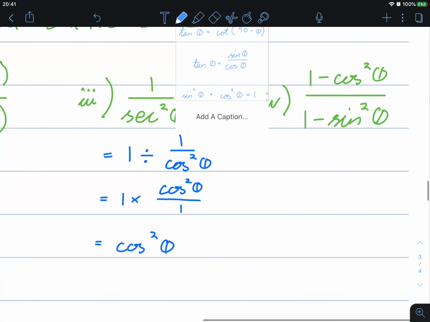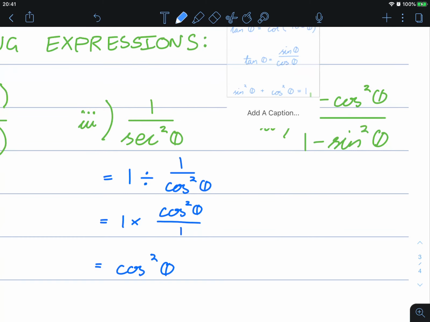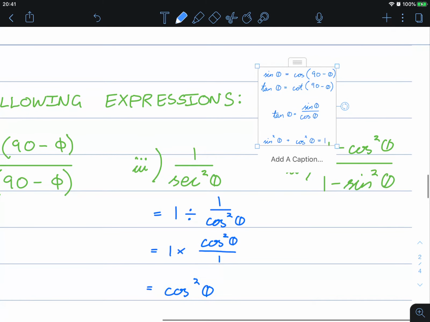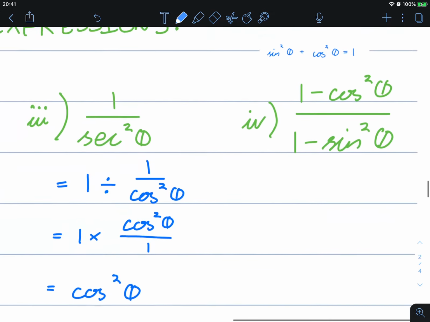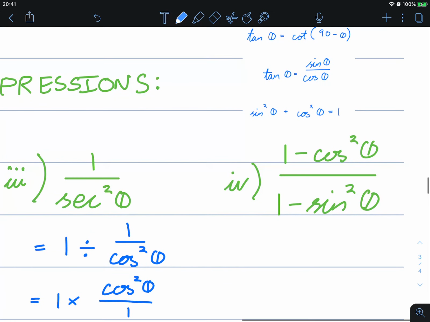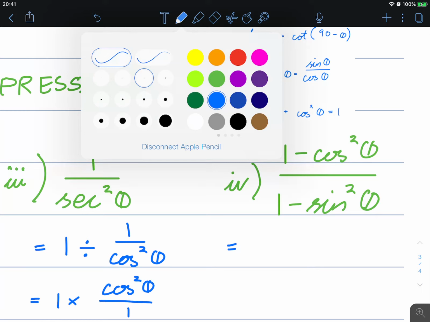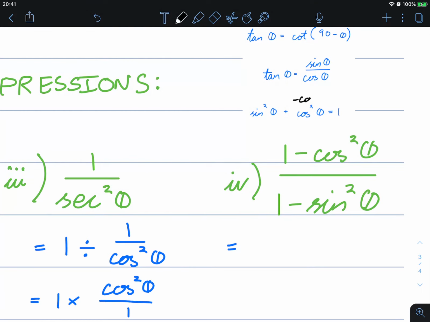Oops, should move this over here. 1 on cos squared theta over 1 on sine squared theta. Well, we're going to be using this identity. Let's take a look. If I move cosine to the other side, let me write it in so we can see it. If I subtract cosine squared on both sides, this will cancel, leaving us with sine squared theta. So the numerator, this one, is just equal to sine squared theta.